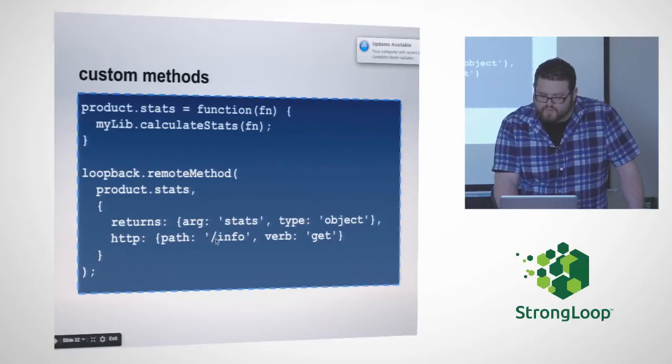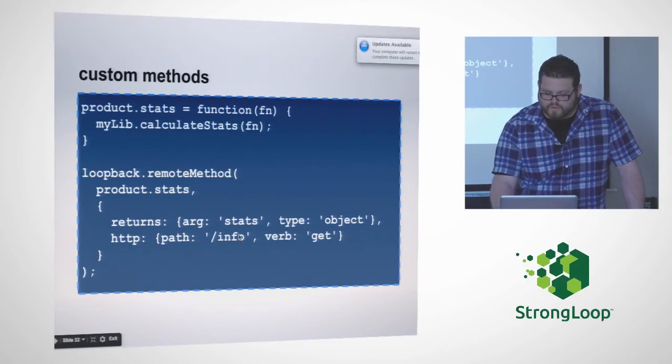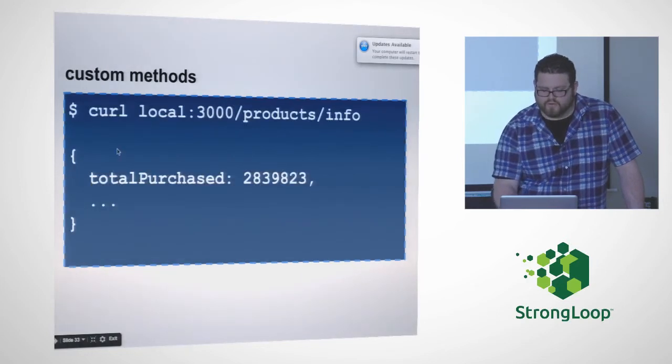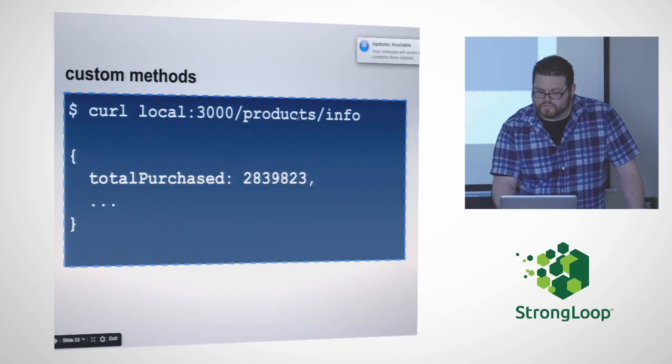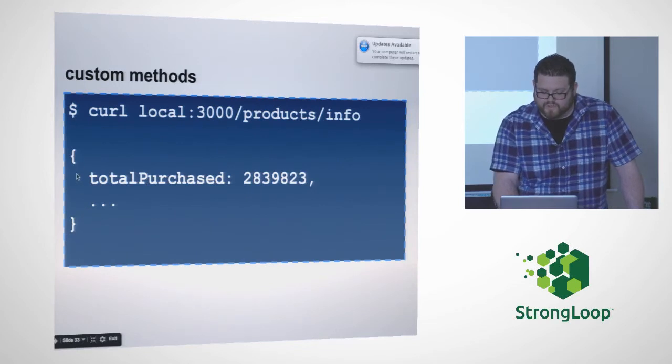And then we tell LoopBack about it with this remote method function. In this case, we're going to say we're going to return an object, and we want to mount it on HTTP at this path. And so if we run curl something like this, which will do a GET to product/info, we'll get back the object returned from that library.